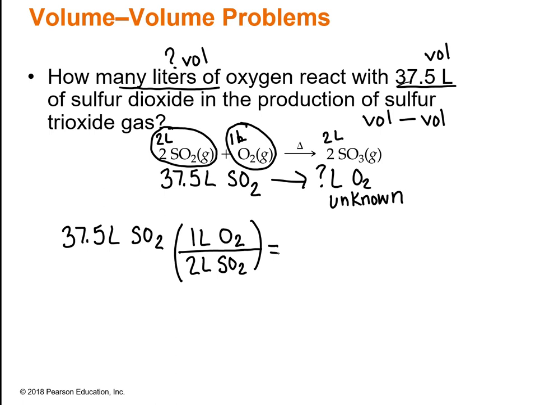When you put this into your calculator, you're going to multiply by 1 and divide by 2. So you're essentially taking 37.5 and dividing it by 2. That's why, Yao, I said, yes, you usually do end up having to divide, but not always. Your calculator will tell you 18.75, and don't forget your units. On the exam, you will lose points if you do not have your units. So I need to see liters of oxygen. Now the problem gave us 3 sig figs, so we should report our answer with 3 sig figs.